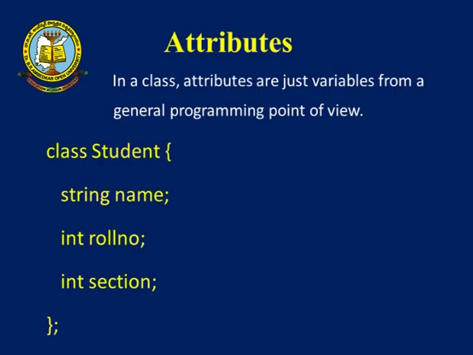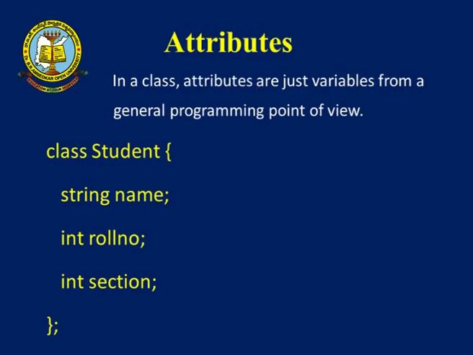Roll number is some digits, 0 to 9 digits, we can repeat these 0 to 9 numbers to give one roll number or UID number. That is int, that belongs to the integer data type. Next one is the section, also a character data type. Using the char data type you can declare the section. So like this you can declare the attributes in the class.